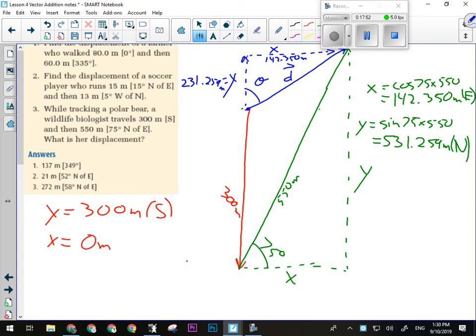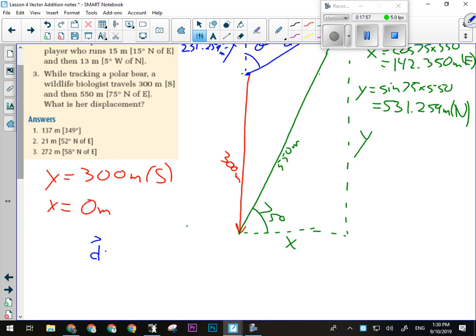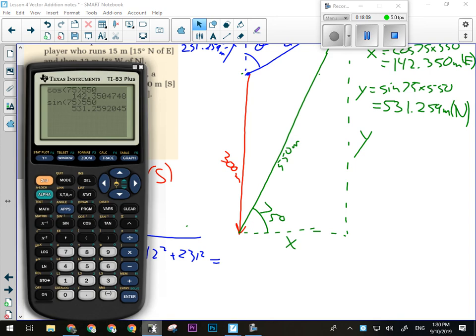All right, now I can find my overall displacement using Pythagorean theorem. So that'll be 142 squared plus 231 squared. Obviously, with all the decimals in there, I'm not going to round that off. So square root of 142.3504748 squared plus 231.2592045 squared. All right, so my overall displacement is 271.559.